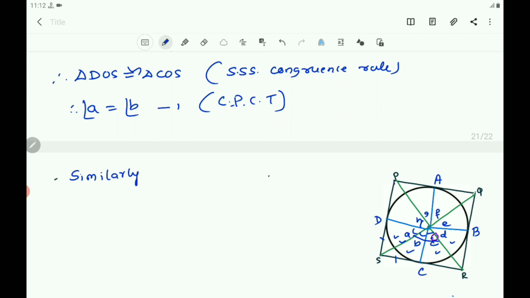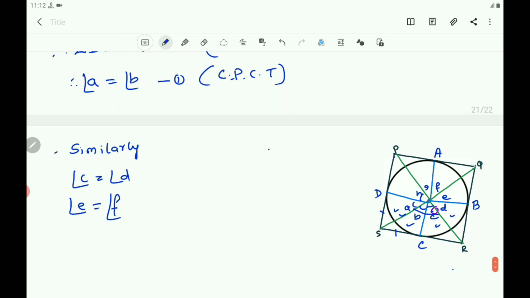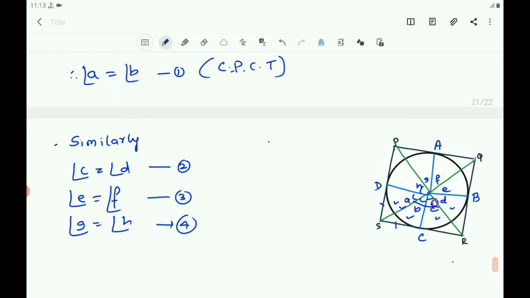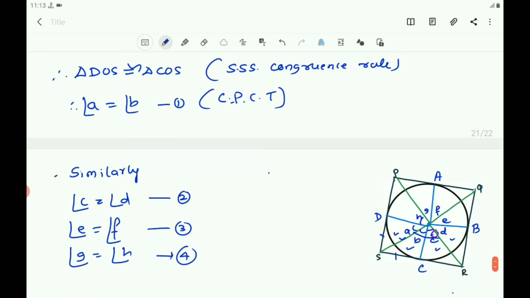Similarly, what you can write? Angle C equals angle D. Angle E equals angle F. And angle G equals angle H. So this is first, this is second, this is third, this is fourth. Similarly, we have to show that triangles are congruent and the corresponding angles are equal. So let us write similarly, it is enough here. Now, here all these angles.